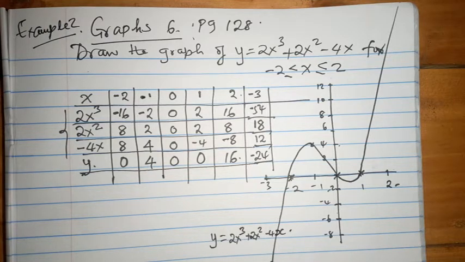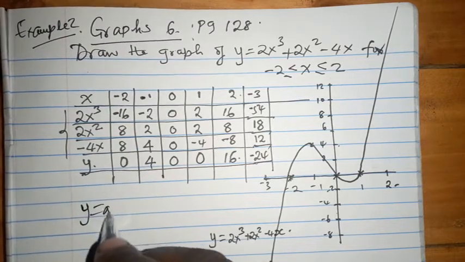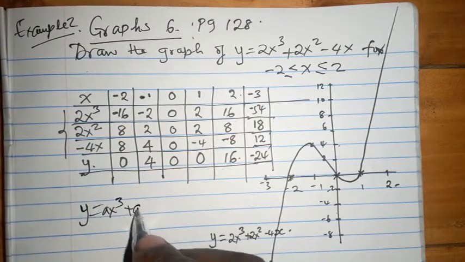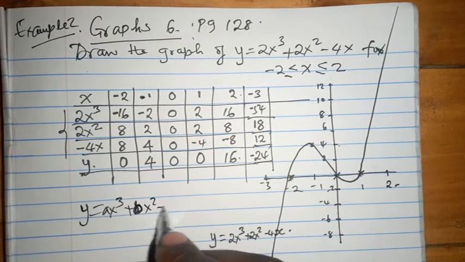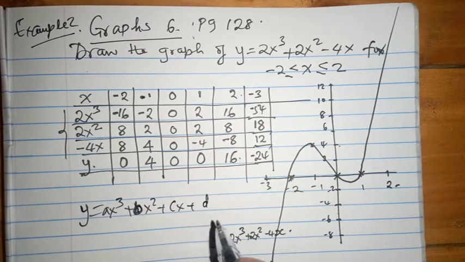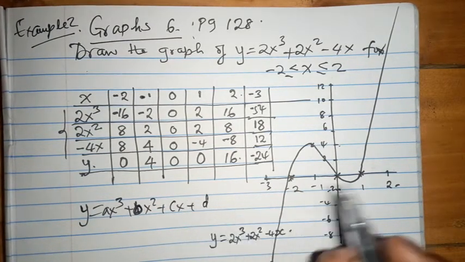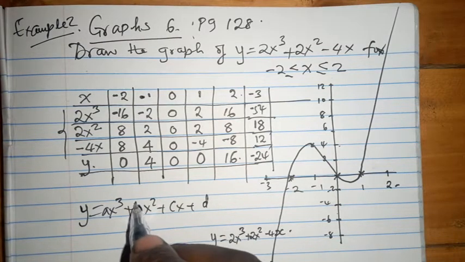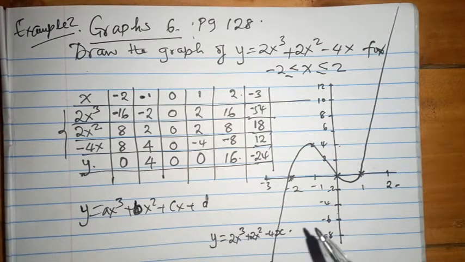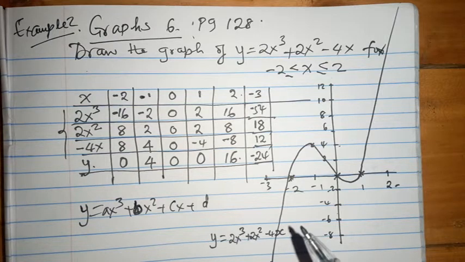In that particular video, it is important to note that a cubic function is one whose highest power is 3. It is written in a general format of y equals ax cubed plus bx squared plus cx plus d, where a, b, c, and d are values to be found.